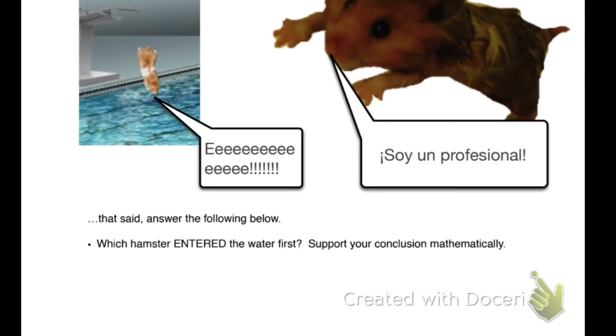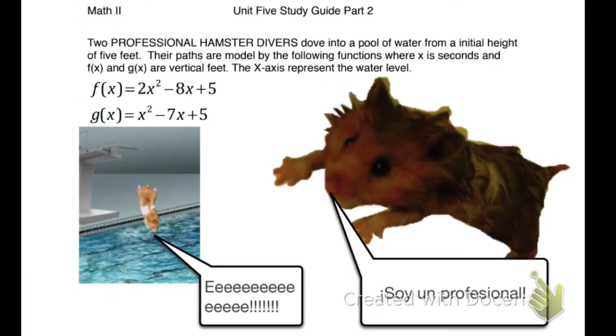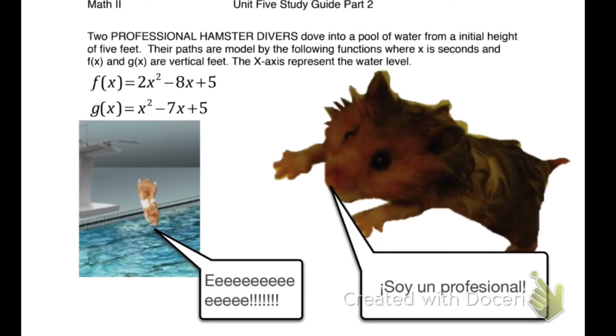Okay. So essentially what we need to find for these two functions is their x-intercepts, right? Because we know they're both going to jump from an initial height of 5 feet. They're going to hit the water, and then they're going to come out a little bit later. But we want to know which one hit the water first and which one comes out of the water later. So it comes back up to that x-intercept, right?